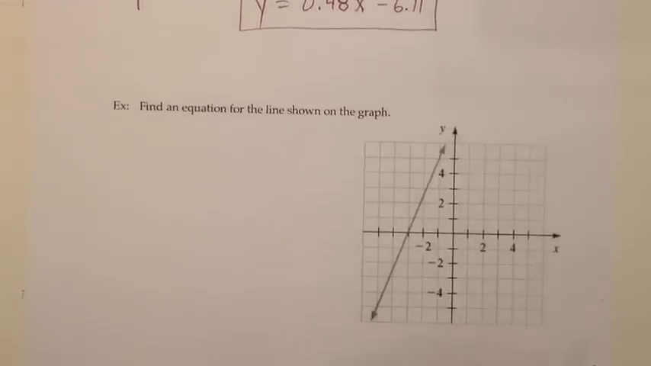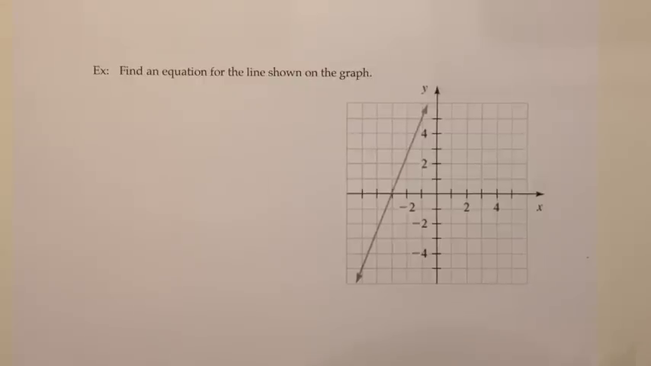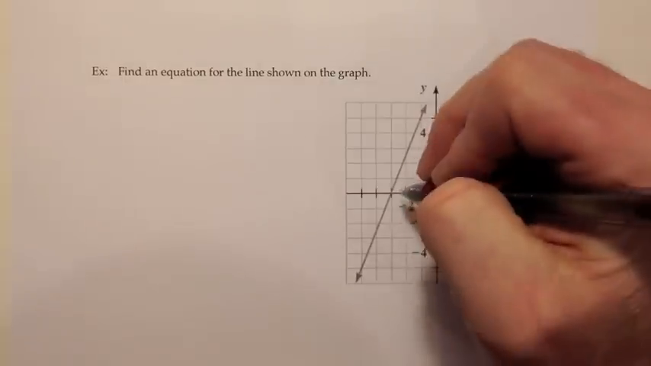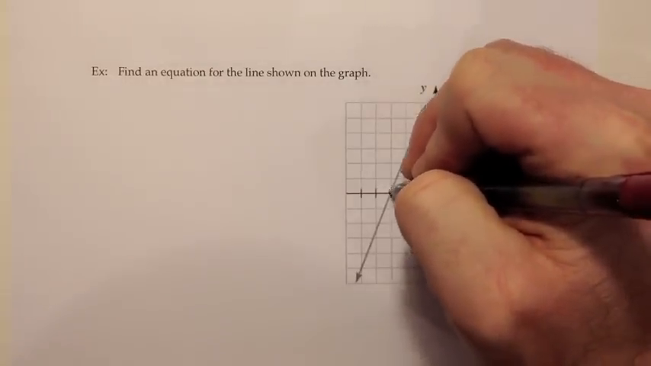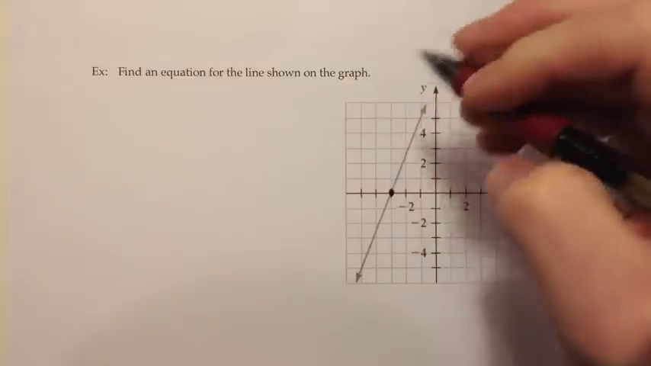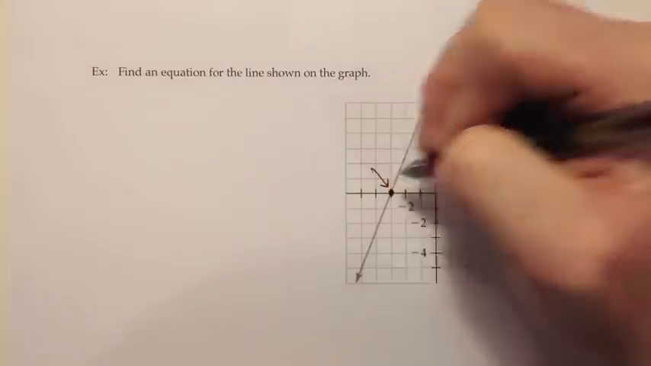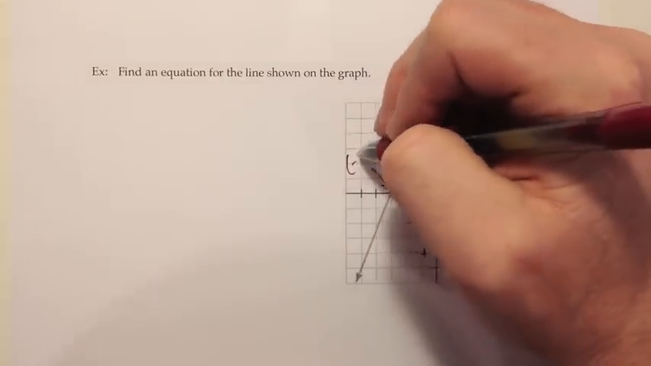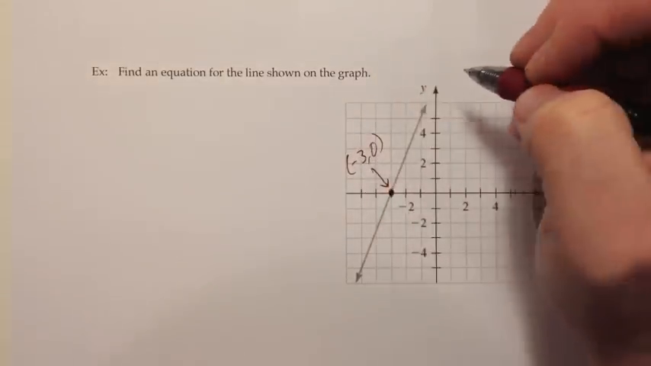Alright, let's look at one more example. Find an equation for the line that's shown on the graph below. So there's a couple approaches we could do to this. One would be to just try and identify some good, solid, nice, clean, ordered pairs. That one looks like it's intersecting right on grid lines, and that's left 3 up 0. So there's an ordered pair.